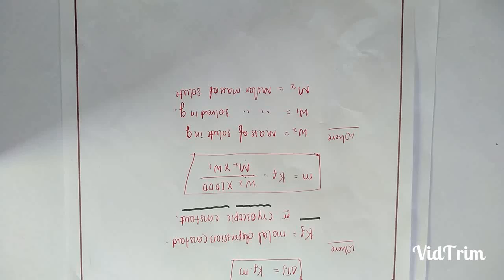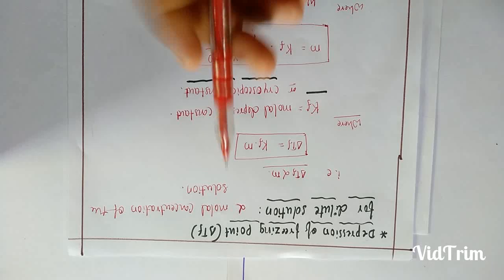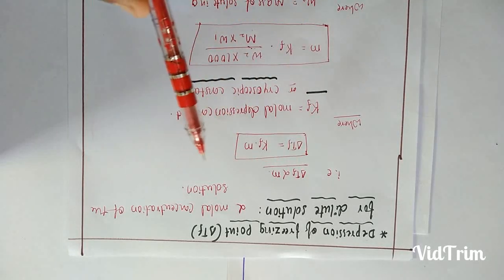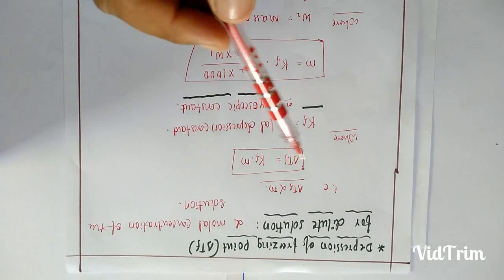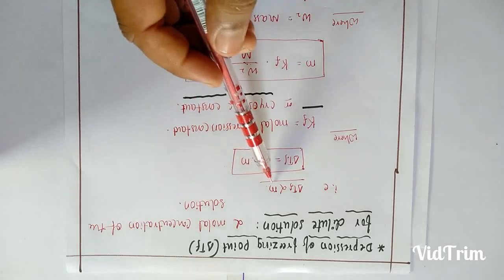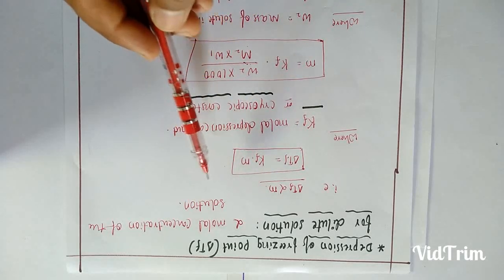Okay, so this is the application of freezing point also. Okay, so student, depression of freezing point is directly proportional to molar concentration of the solution. Delta TF is directly proportional to M. This M indicates the molar concentration of solution.